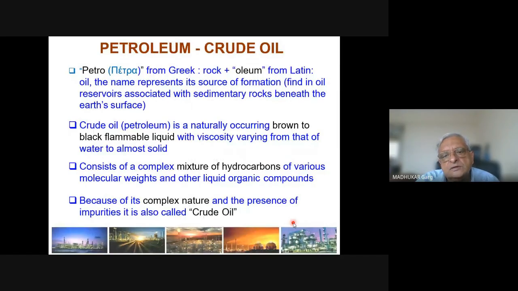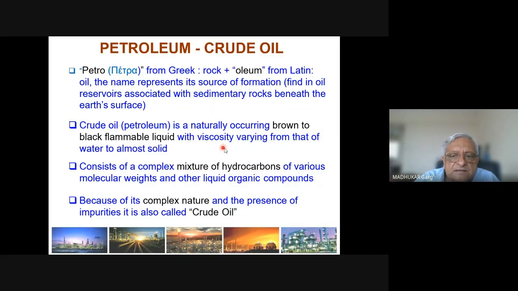Now, getting into what crude oil is, it is basically called petroleum. Petroleum consists of two words, petro and oleum. Petro comes from the Greek word which means rock, and oleum is from Latin, which means oil. So basically, it's rock oil, and the name comes because it was found in rock formations, in sedimentary rocks, which have a holding capacity for that oil.